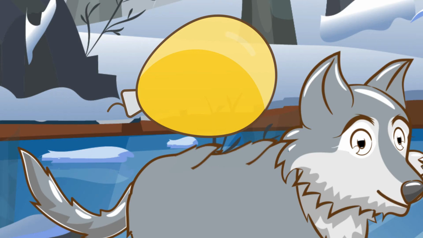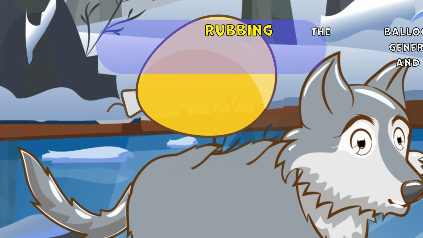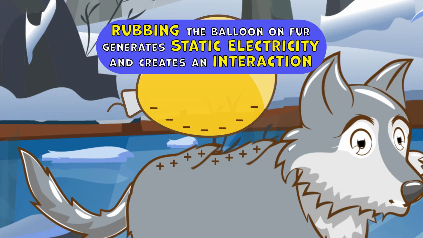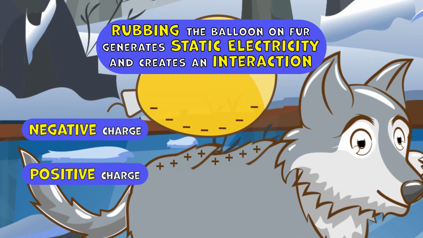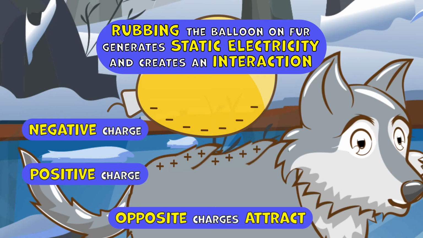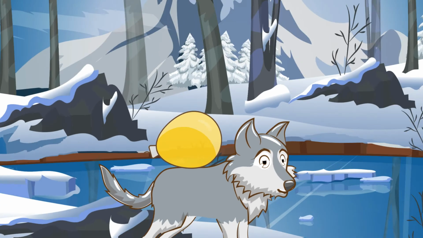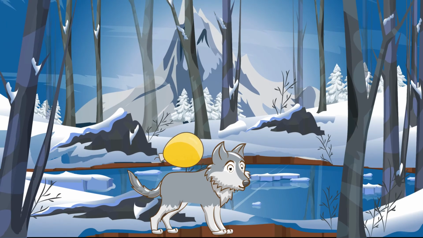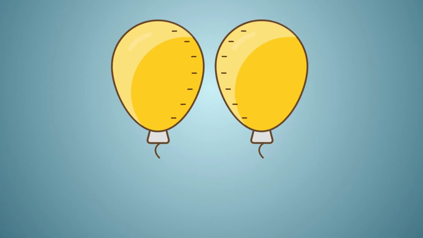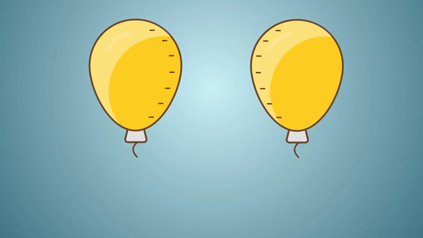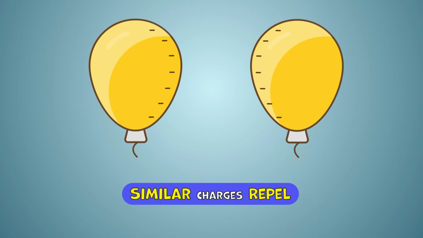So what's happening here? Well, rubbing the balloon on my fur produces an interaction called static electricity. The balloon and my fur have an opposite charge, so the interaction acts to bring them together, which is what raises my fur towards the balloon. If you rub a second balloon on my fur and hold it against the first, the two balloons move apart. Both balloons have the same charge, which creates a repelling force that pushes them away from each other.